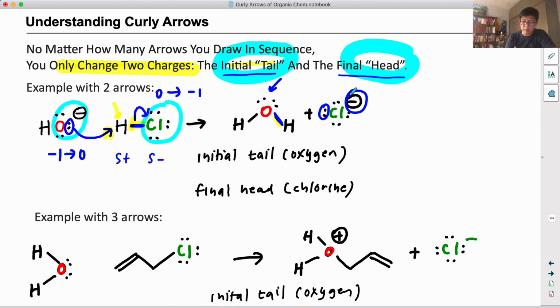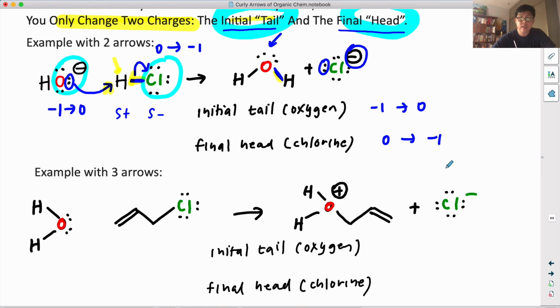Okay, so maybe I just finalize this. For oxygen, put from -1 to 0. And the final hit for chlorine from 0 to -1. Can you see that? Okay, now let's look at a question like the one with 3 arrows. Let's look at the next example.